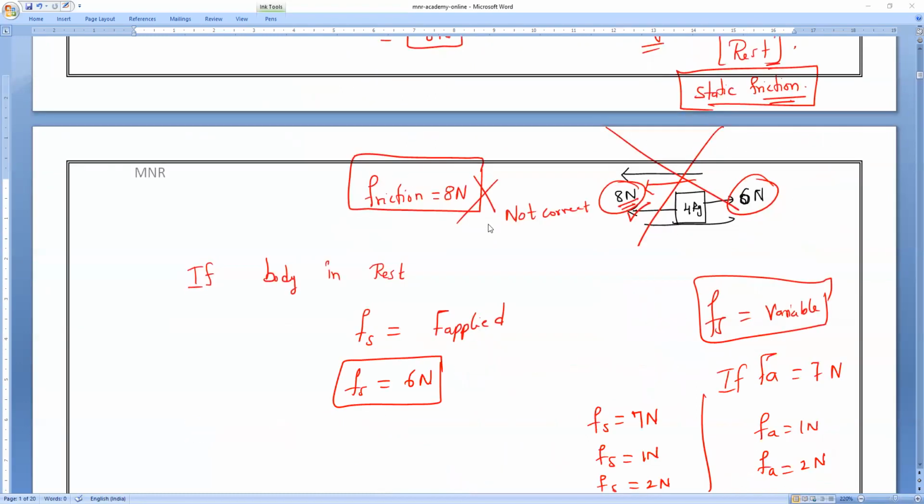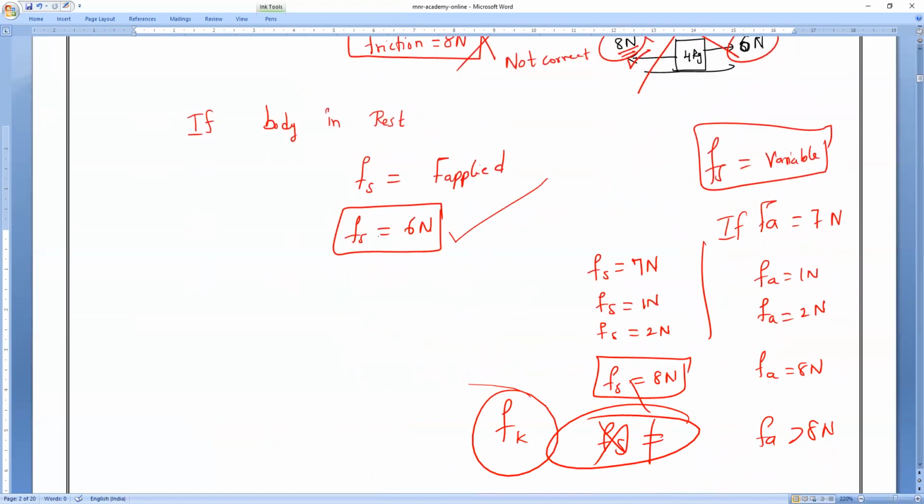So what is the answer? Static friction is equal to how many newtons? The applied force is 6, so 6 newtons. If the applied force is 8 newtons, then what is the static friction? Static friction is also 8 newtons, by the time the body is ready to move. If the applied force is greater than 8, suppose 8.1, then the applied force is greater than the limiting force. If the applied force is 8 newtons, then static force is equal to F limiting. Am I right or wrong, everybody? Are you clear?